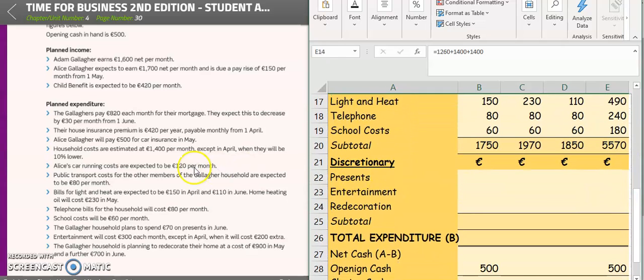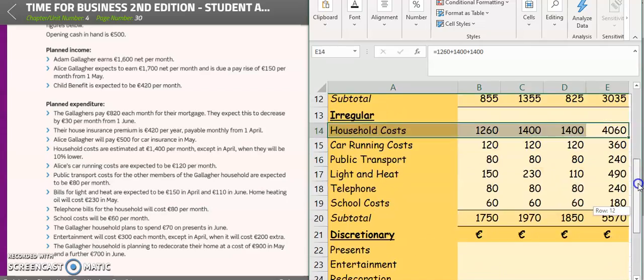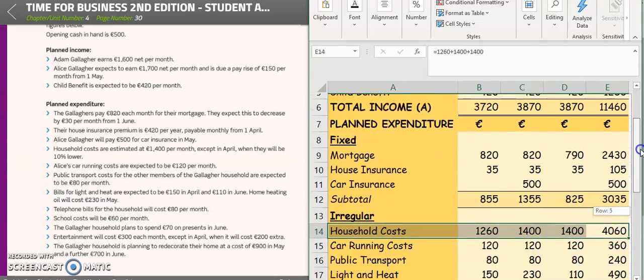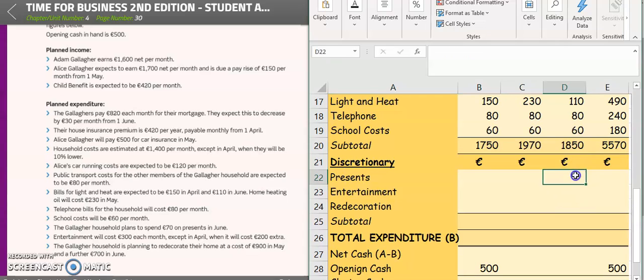And the last part is the discretionary. Gallagher plans to spend €70 on presents in June. So just in June, we're going to have 70. Entertainment will cost 300 each month, except in April when it will cost 200 extra. So each month we're going to have 300 for entertainment, but in April it's going to be an extra 200. So it's going to be 300 plus 200, which gives us 500.